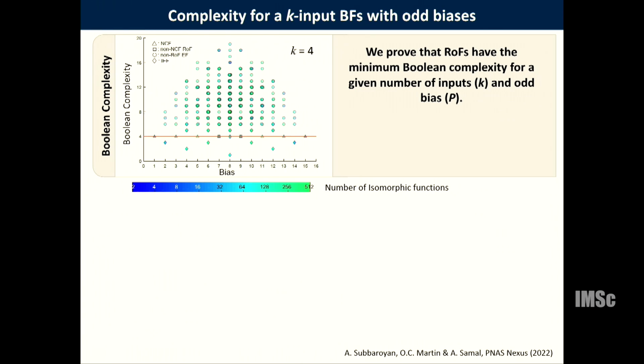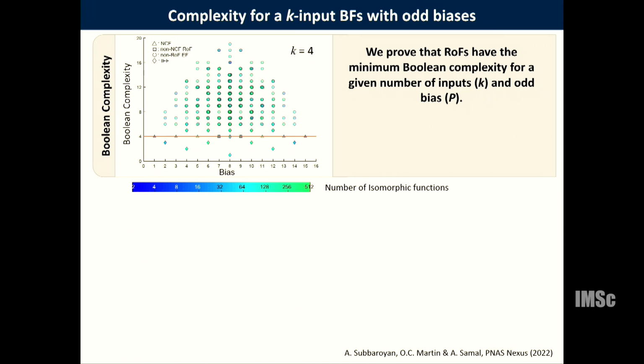Then what we decided to do is to plot, from the three-dimensional plot, Boolean complexity with bias. And remember, the functions which we found to be enriched were the odd bias functions. So the even bias values don't matter here. And I also told you that NCFs and ROFs are odd bias functions. So when you look at the odd bias values, you can see that the function which has the least Boolean complexity for a given bias is always an NCF or a ROF.